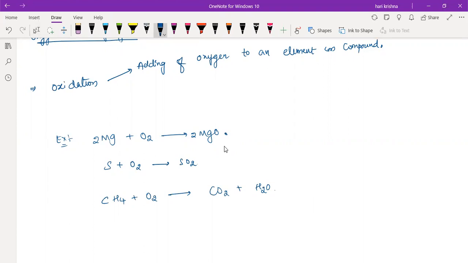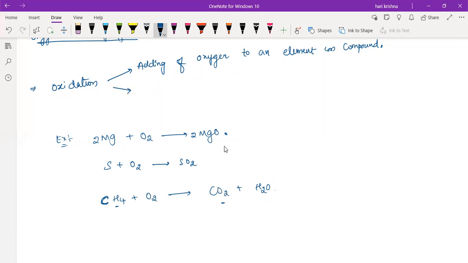What is happening here? If you take this carbon, with respect to this carbon, oxygen is added, right? Oxygen is added, but one more phenomenon has happened here. Removal of hydrogen. Yes or no? Initially with carbon, hydrogens are there, but in the product case, with carbon, only oxygen is there, not the hydrogen. That means adding of oxygen or the removal of the hydrogen is called as an oxidation.